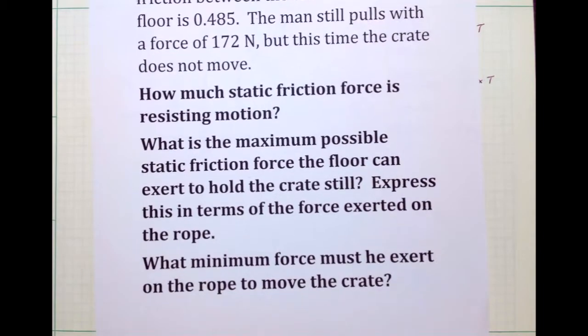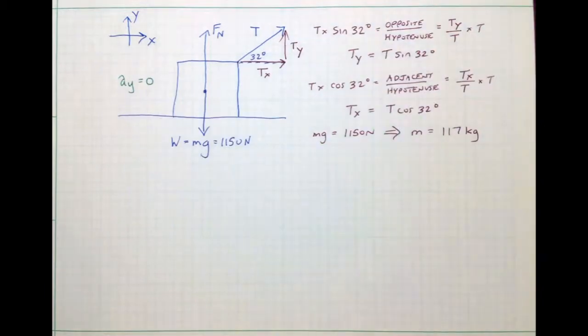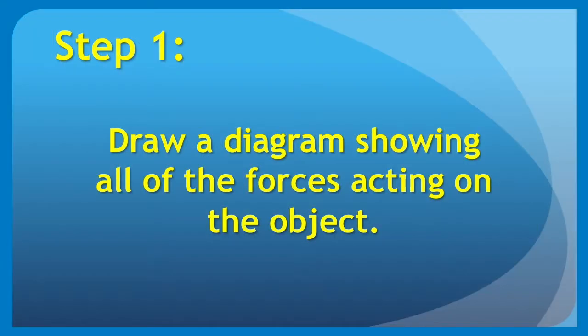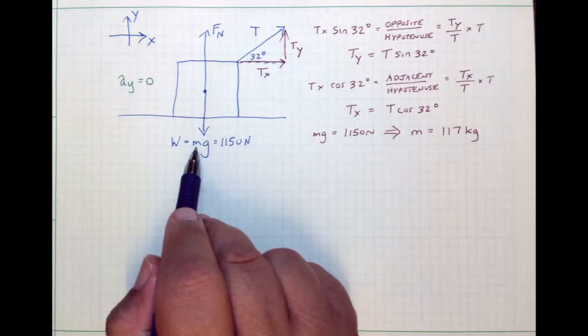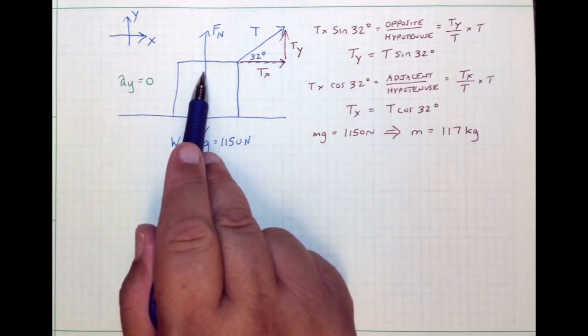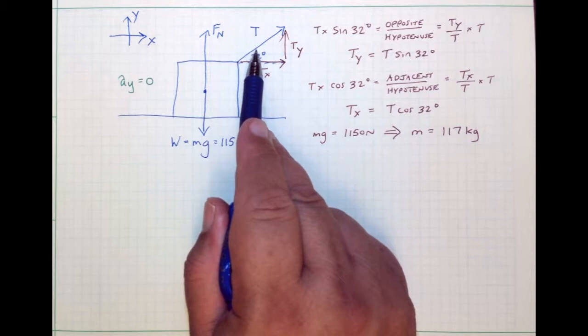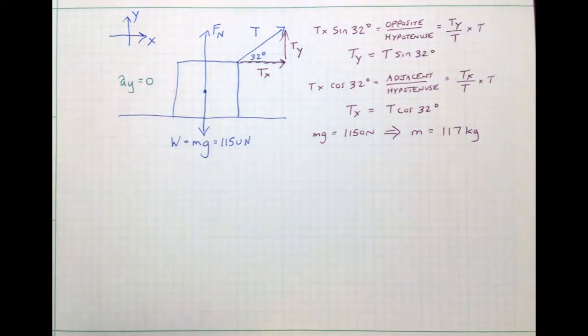Well, the physical situation is very similar to what we encountered in the previous video. The three forces that were acting on the crate before are still acting on the crate now. So as we proceed to step 1 in the problem-solving process, draw a diagram showing all the forces acting on the object. These three forces are still here: the weight force acting downward, the normal force from the floor acting straight up, and the tension force in the rope acting at a 32-degree angle to the horizontal.